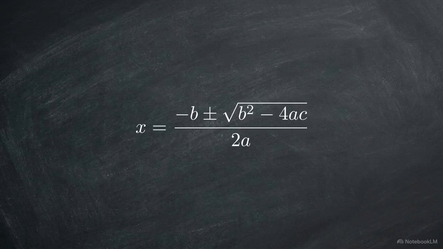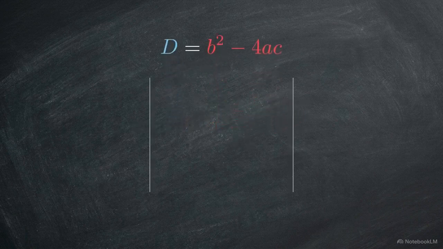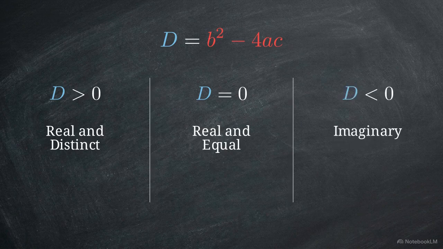Predict an equation's behavior by looking at the expression underneath the square root, called the discriminant, or D. D dictates three outcomes. If positive, roots are real and distinct. If 0, roots are real and equal. If negative, roots are imaginary.